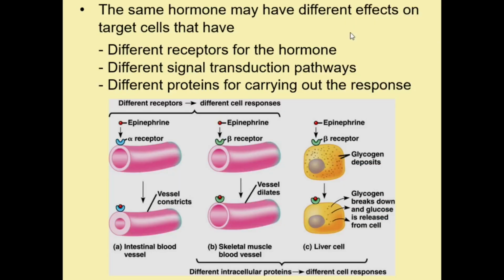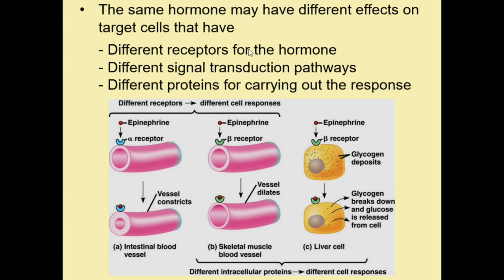With all of the different functions that hormones control within the body, how is it that we can get away with only having 50 different hormones? Or around 50 anyway. Well, it's because the same hormone will have very different effects on different target cells. What makes the target cells different is that they will have different receptors for the hormone, so different proteins. You can have a different signal transduction pathway, or you can have different proteins for carrying out the response. Different target cells will have these three different things.